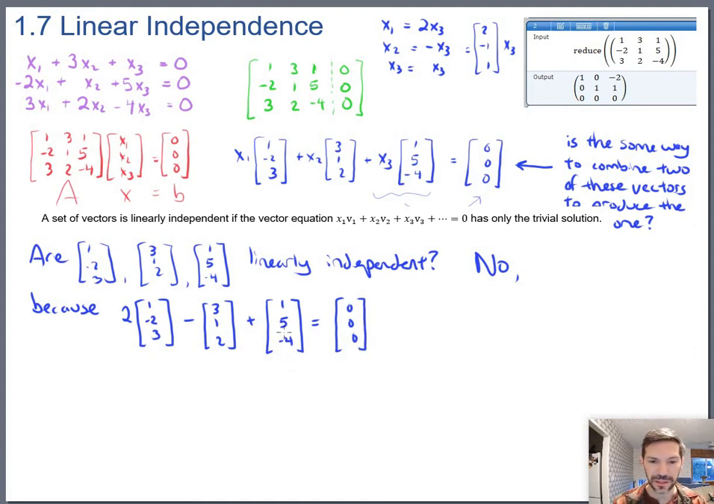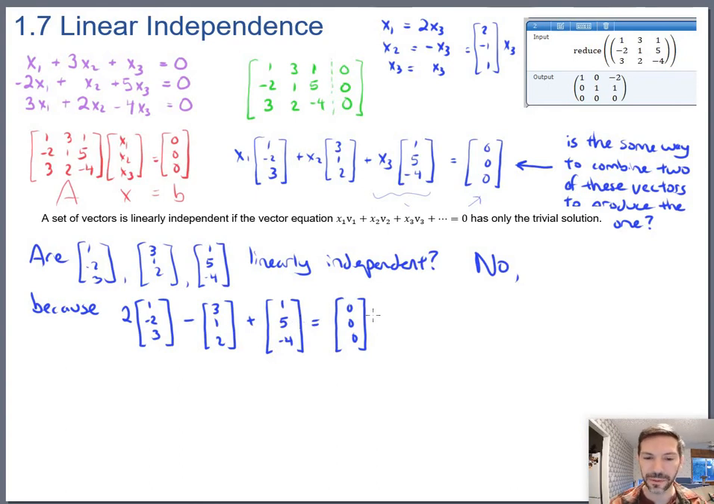And let's just check to make sure that's actually right. So let's see, on the top we'd get 2 minus 3 is negative 1 plus 1 equals 0. The next row would get negative 4 minus 1 is negative 5 plus 5 is 0, and finally we'd get 6 minus 2 is 4 minus 4 is 0. So yeah, this is linearly dependent.